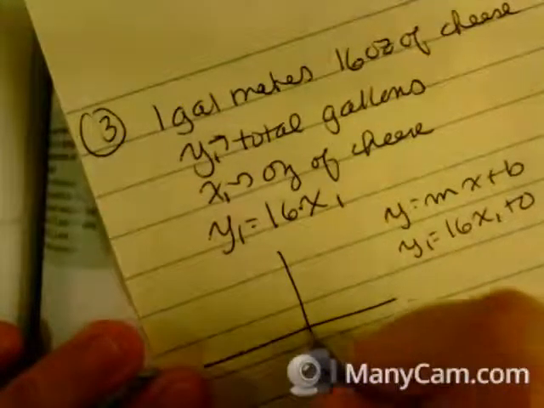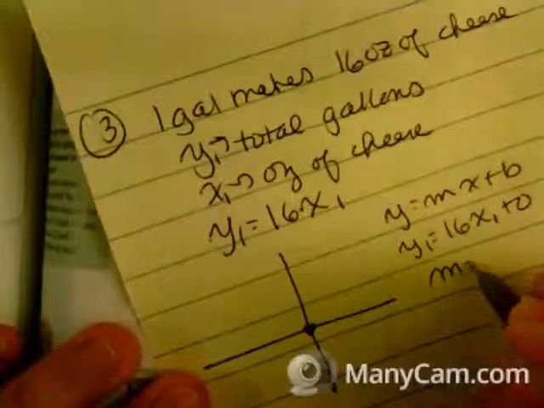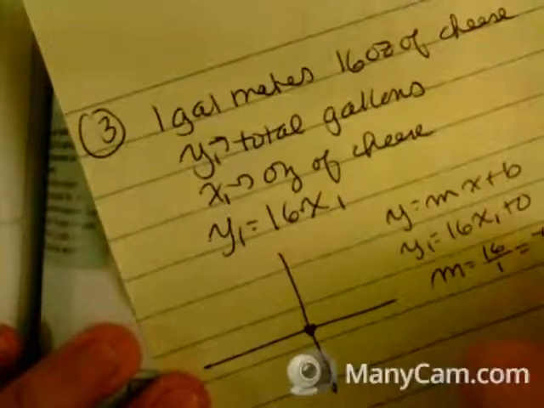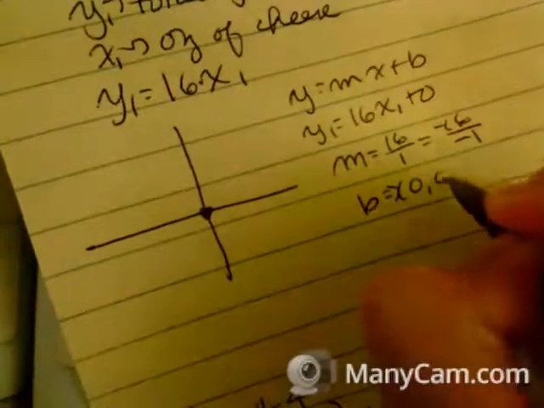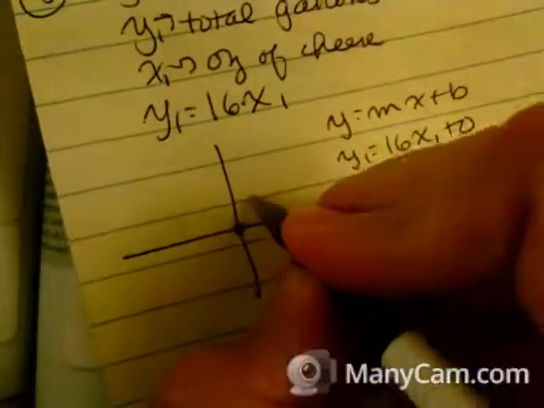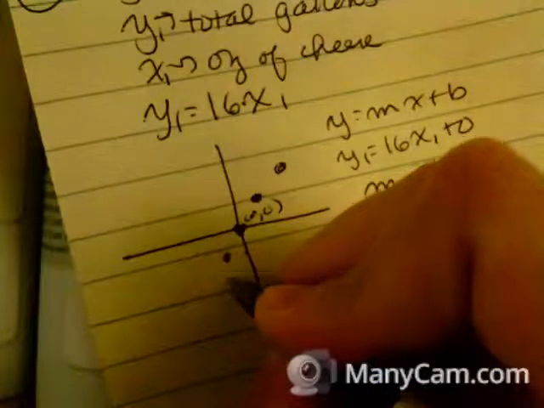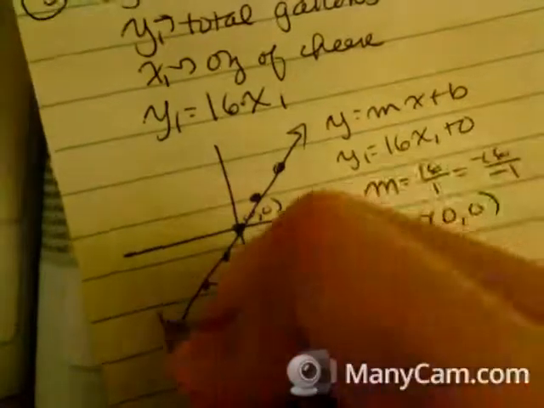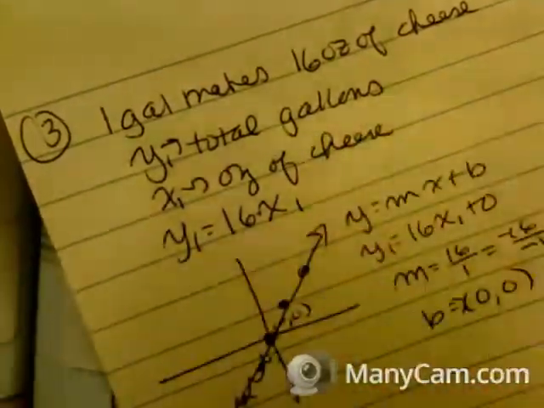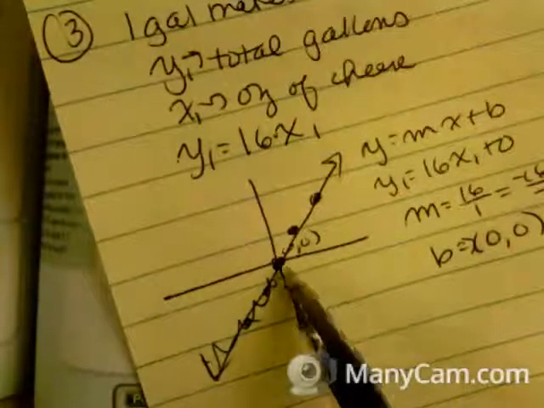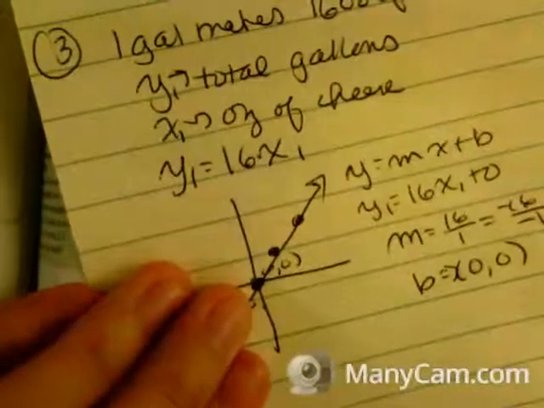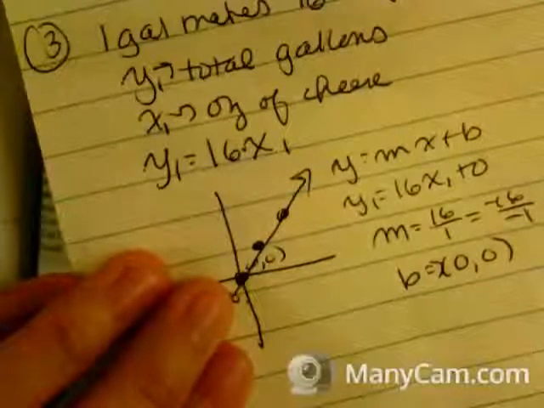So that means my y-intercept is at 0. My slope is 16 over 1 or negative 16 over negative 1, and my y-intercept is (0, 0). So that means I'm going to go up 16 to the right one, up 16 to the right one, or down 16 to the left one. Oh, hold on. We're going to graph it only starting from (0, 0), because you cannot have a negative number of ounces of cheese. So only look at it from here. That's our graph.